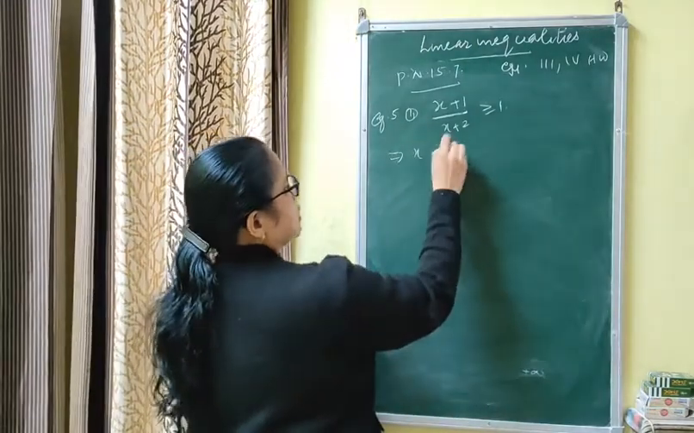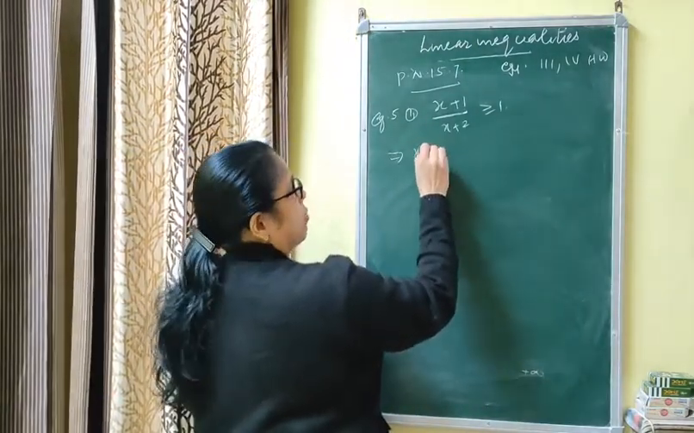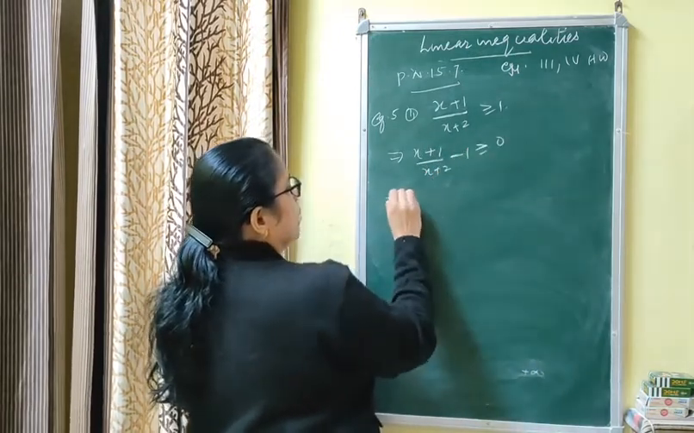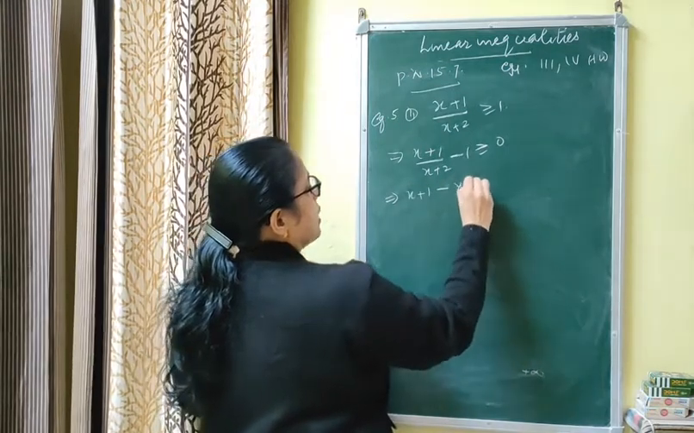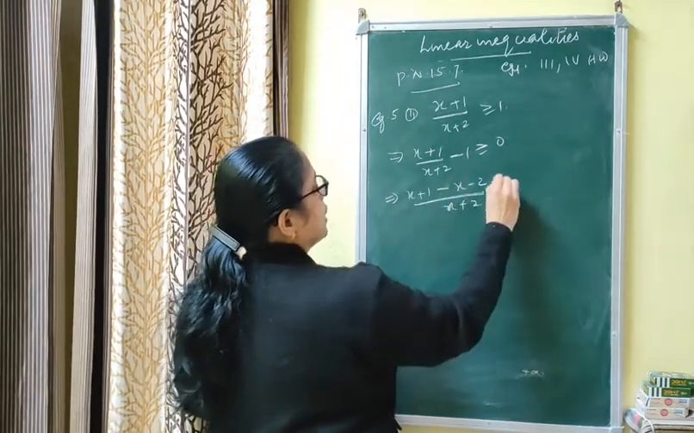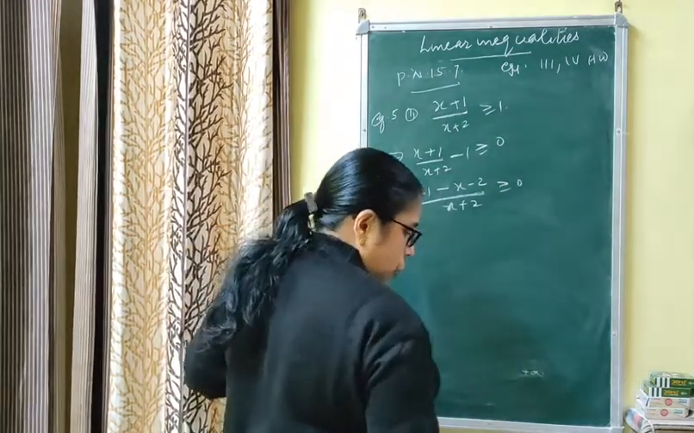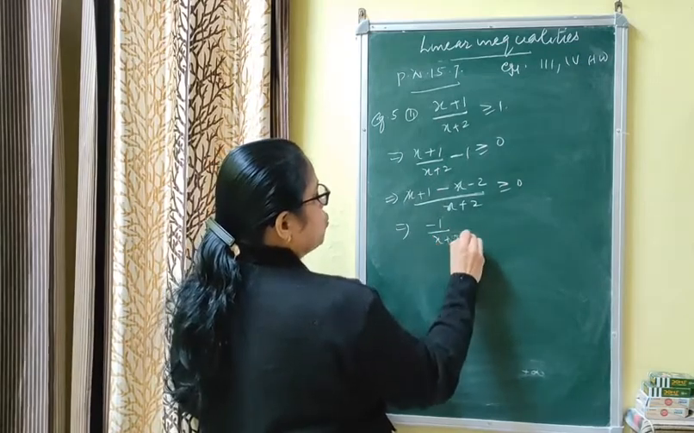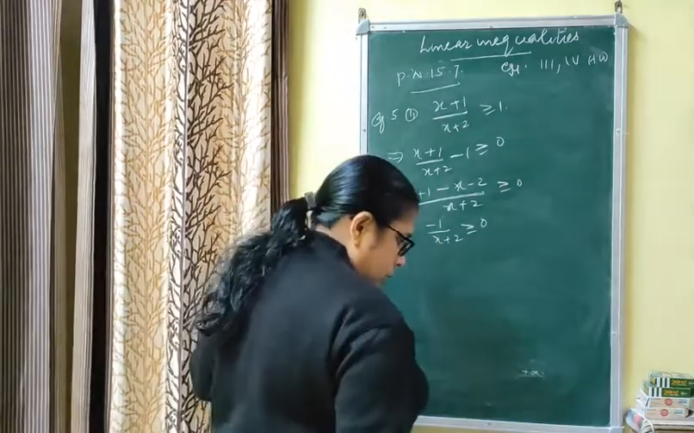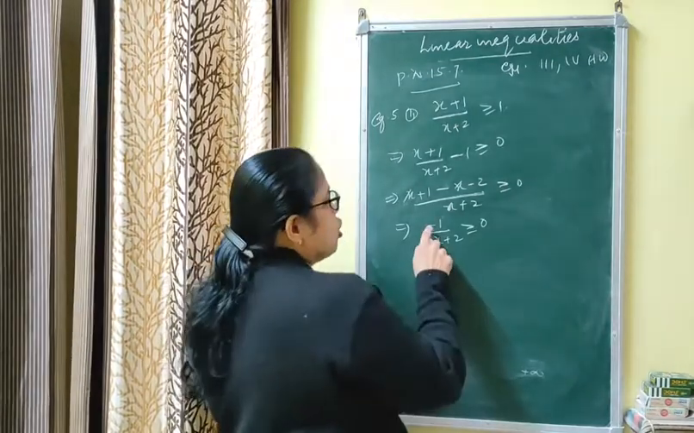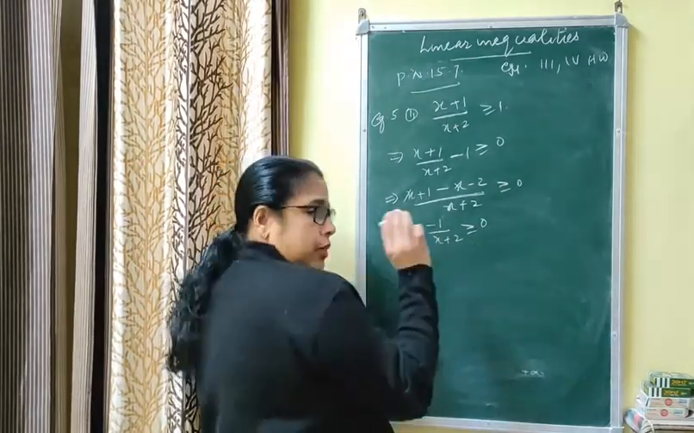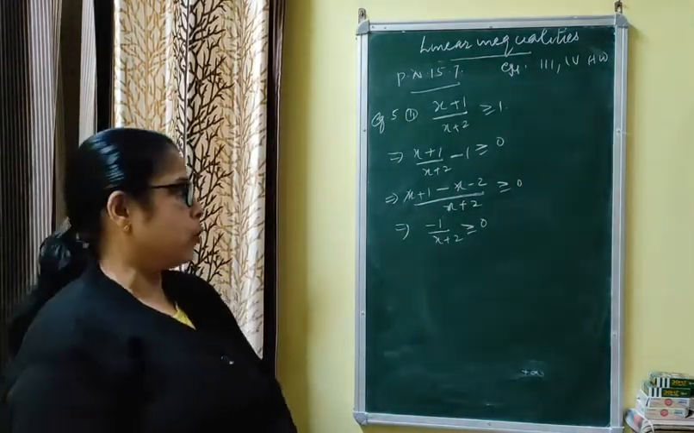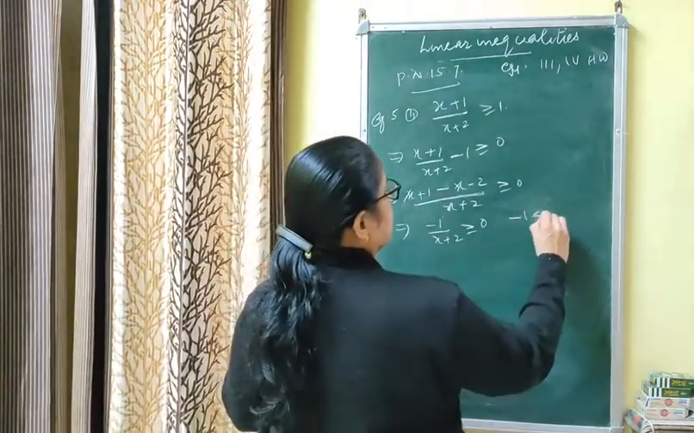That means, in this case the denominator contains the variable: x plus 1 upon x plus 2 minus 1 greater than or equal to 0. By taking LCM you will get x plus 1 minus x minus 2 upon x plus 2 greater than or equal to 0. Now if you solve this, these get cancelled, and you get minus 1 by x plus 2 greater than or equal to 0. That means if a fraction is negative, the numerator and denominator have opposite signs.